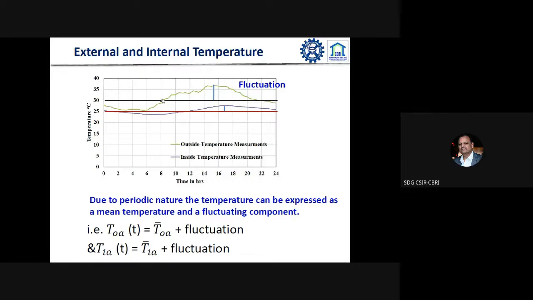This is a graph of a 24-hour day, which shows the outside temperature profile, and this blue line shows the inside temperature profile. If we take the mean, we get a mean line here, and above this one, whatever component is there, we call the fluctuation component. So the outside air temperature T depends on the mean plus the fluctuation.